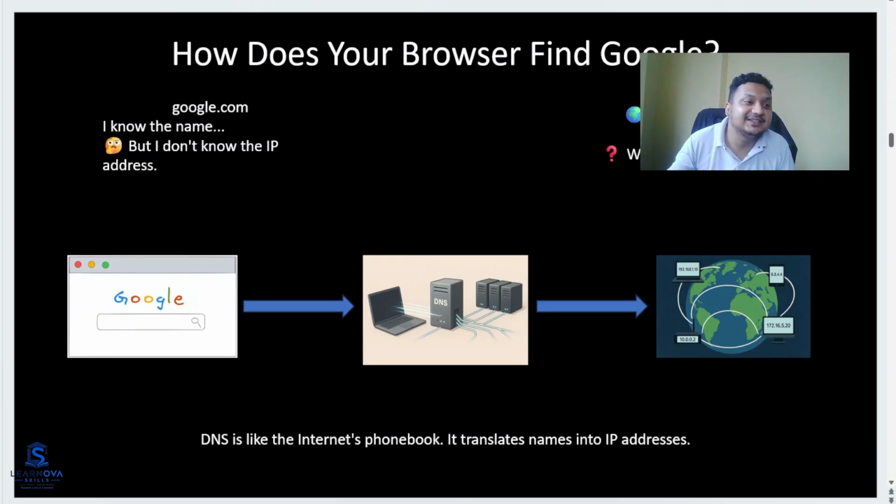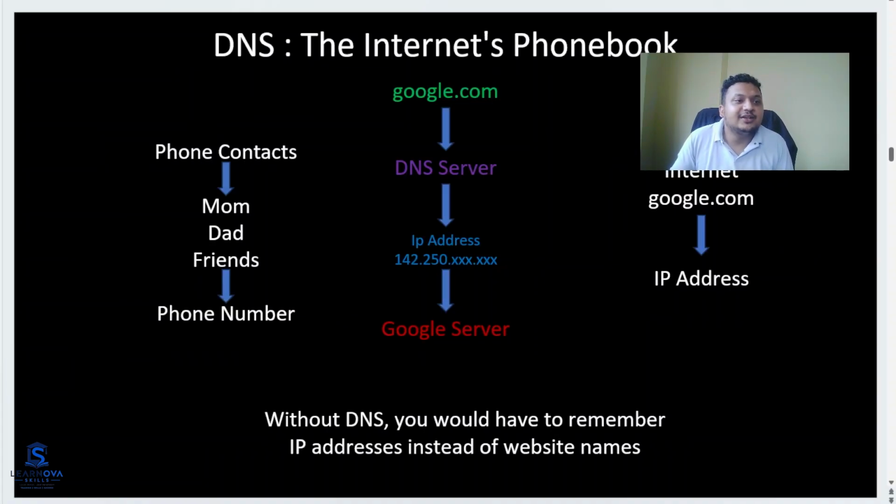The helper is DNS. DNS stands for Domain Name System. Its job is to help translate a domain name into an IP address. So instead of remembering a long numerical address, I can simply remember google.com, right? Let's make the concept even easier using a phone book example.